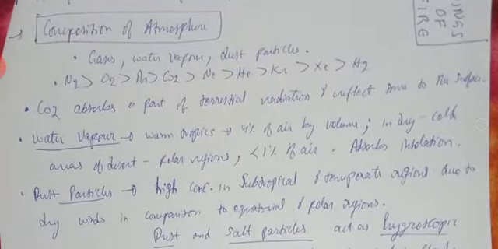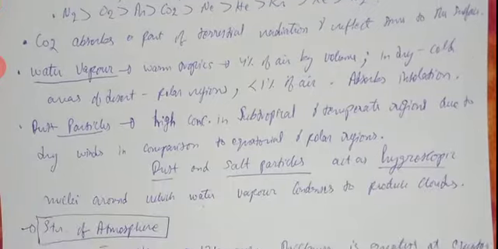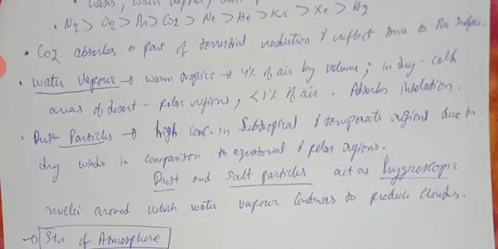Next point, composition of the atmosphere. Atmosphere consists of gases, water vapor and dust particles. Decreasing order of the major gases in the atmosphere. Major, not all, major gases. Nitrogen, N2, then oxygen, then argon, then carbon dioxide, then neon, then helium, He, then krypton, Kr, then xenon, Xe, then mercury.